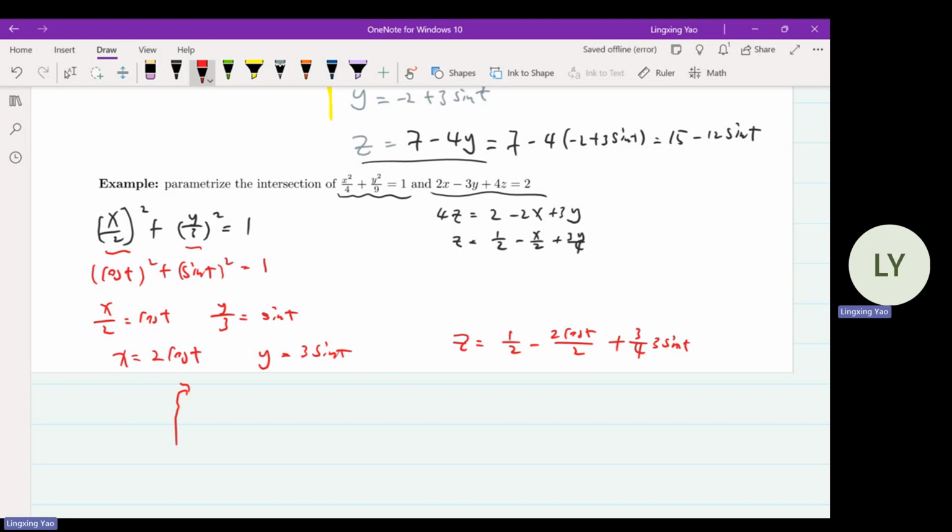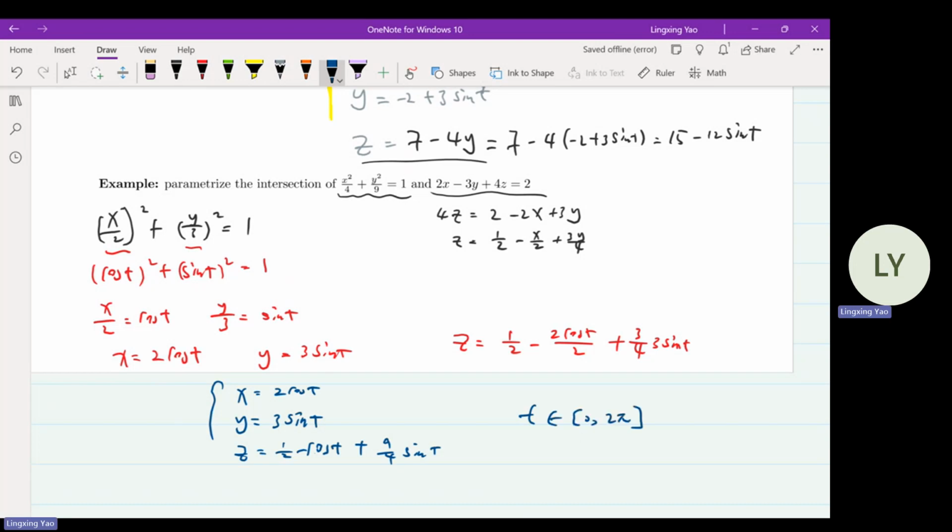This is in a different color. x equals 2 cosine t, y equals 3 sine t, z equals 1/2 minus cosine t plus 9 over 4 sine t, and t is between 0 and 2 pi for one full cycle.